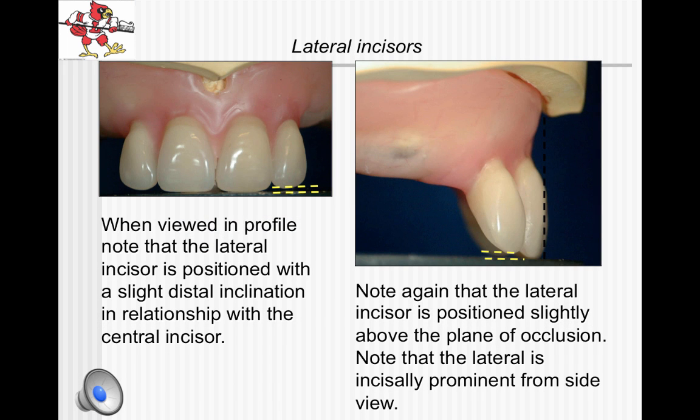When viewed in profile, note that the lateral incisor is positioned with a slight distal inclination of the root area in relationship with the central incisor, and it turns to follow the arch form. Note again that the lateral incisor is positioned slightly above the plane of occlusion, about 1 millimeter, and that the lateral is incisally prominent from a side view, so that cervical is tucked in more.